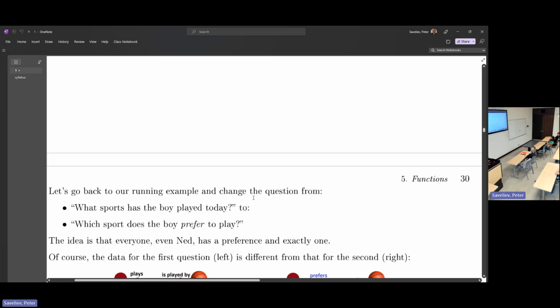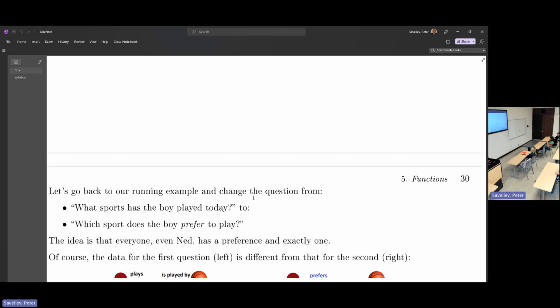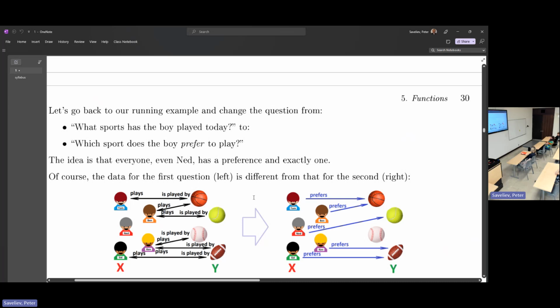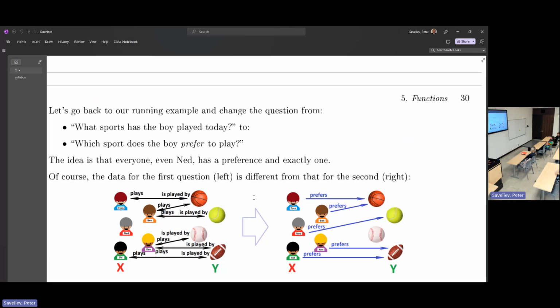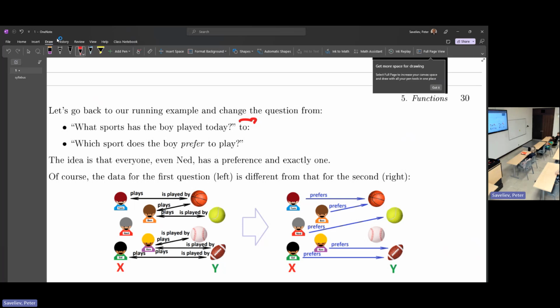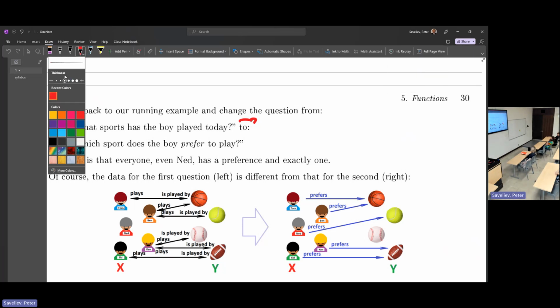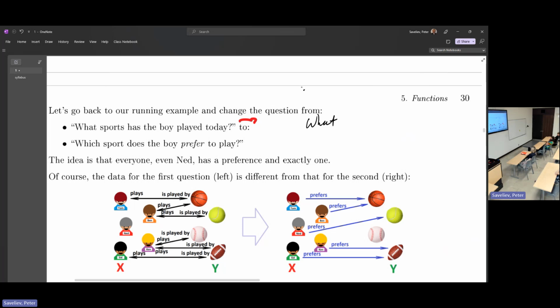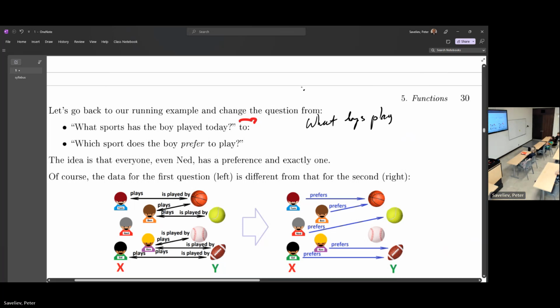A relation is any bunch of pairs of inputs, or of x's and y's. Okay, and here the difference between the two is in this question. What sports has the boy played today? Maybe multiple. Okay, and which can be turned around, right? The question may be asked in the kind of passive voice. The question could be: what boys played this game? Okay, so it really doesn't matter, passive or not. The answer is the same.